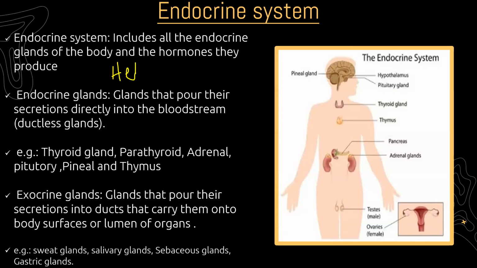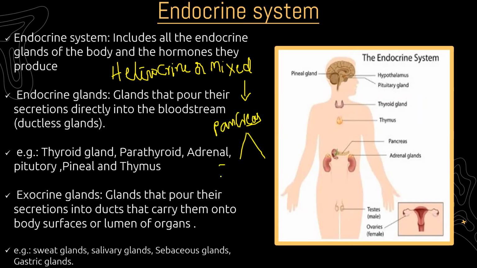There is another gland. What do we call it? You can call it the heterocrine gland. Sometimes instead of the word heterocrine, they use the word mixed gland. What's the best example you can take? You can take the example of the pancreas. Why do we call it the heterocrine or mixed gland? The reason is simple, friends: it has the exocrine portion, and it also has the endocrine portion. Since it has both portions, we generally call it the mixed gland or the heterocrine gland. Do not get confused with that point.